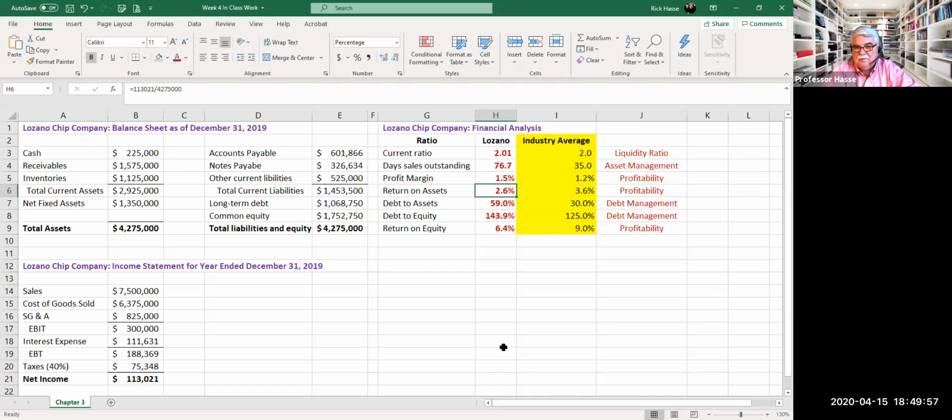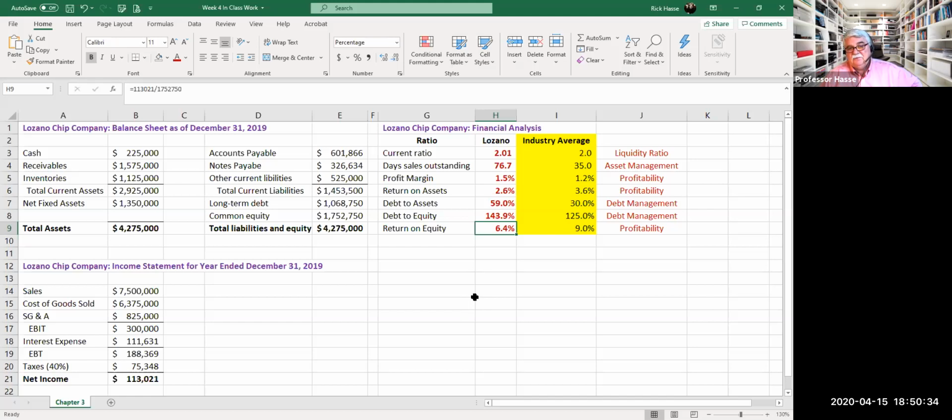The last profitability indicator is return on equity. This is very important if I'm a shareholder. What is my invested capital in the company returning as profit? So that number is 113,021, our net income, divided by our equity position of the company, 1,752,750. And we're making a return for our equity holders, basically stock and stockholders, of 6.4%. That compares to the industry average of 9%.